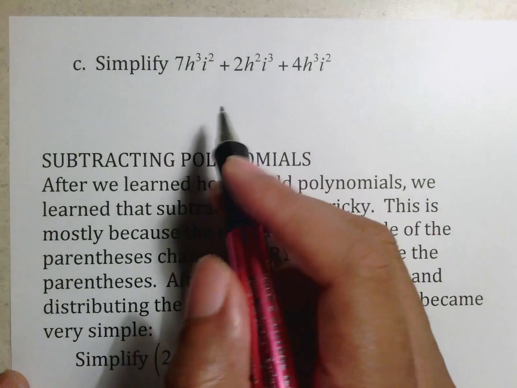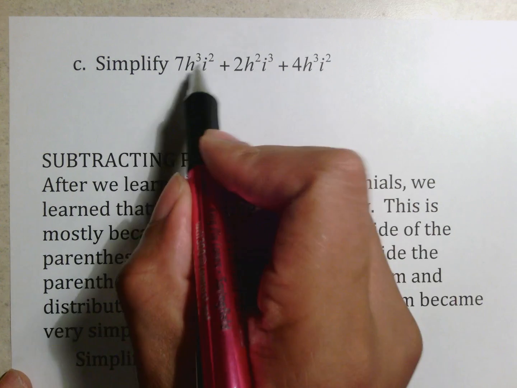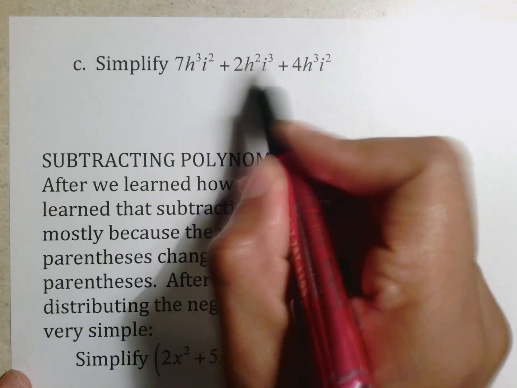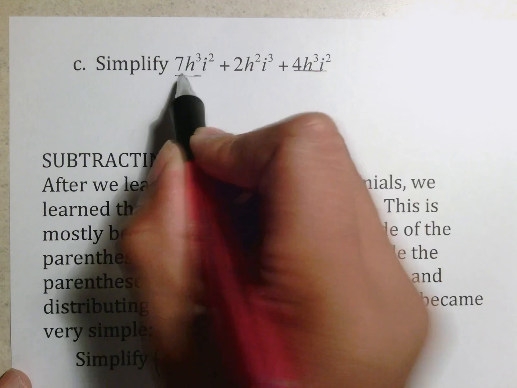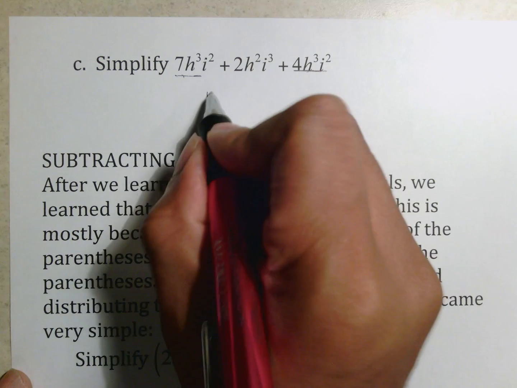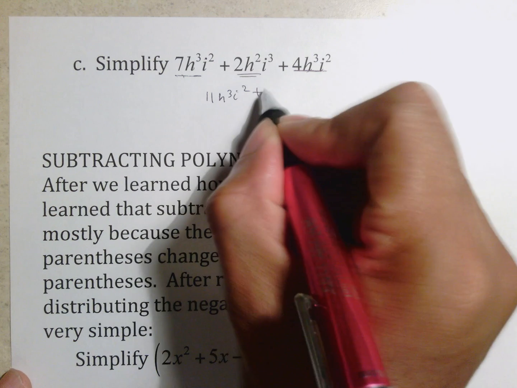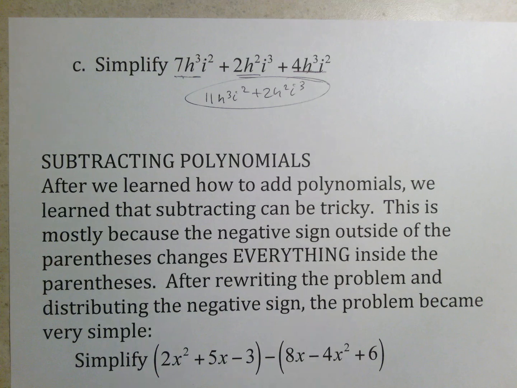Simplifying this, remember the trick to this was making sure you understood that not all these can be put together. This has three h's and 2 i's, 2 h's and 3 i's, so these are different. 3 h's and 2 i's, which means that these two match, and so 7h to the third i squared and 4h to the third i squared make 11h to the third i squared, and this one just comes on down. And so that is where we are.